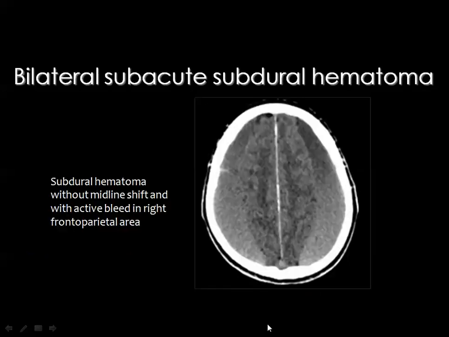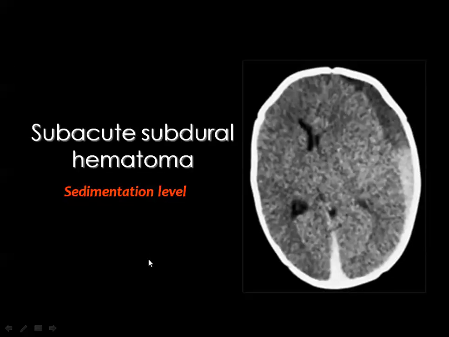And this is bilateral subacute subdural hematoma. The hematoma is not hyperdense, nor hypodense. It is isodense, almost isodense to the brain parenchyma. And sometimes you can see what's known as sedimentation level, where the dependent part of the hematoma is hyperdense, and the anterior part or the superior part of the hematoma is hypodense. And this mixed density is usually referred to in the images as the subacute stage.